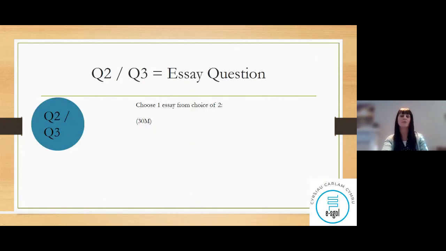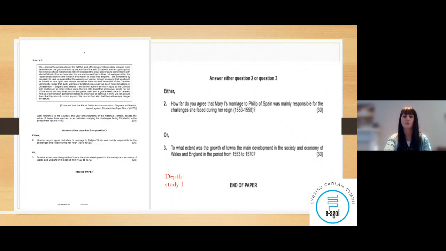Now, question 2 and 3, I'm just going to go over this briefly because we're going to do more work on it next week. Okay, is choose one essay from a choice of 2 for 30 marks.